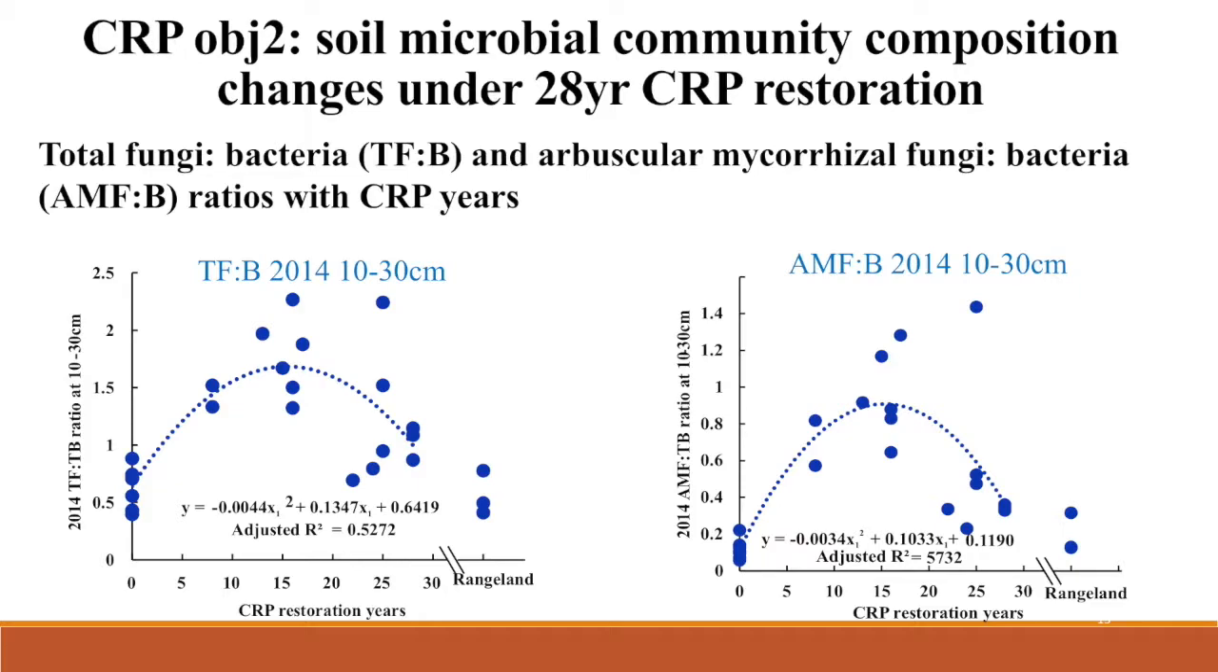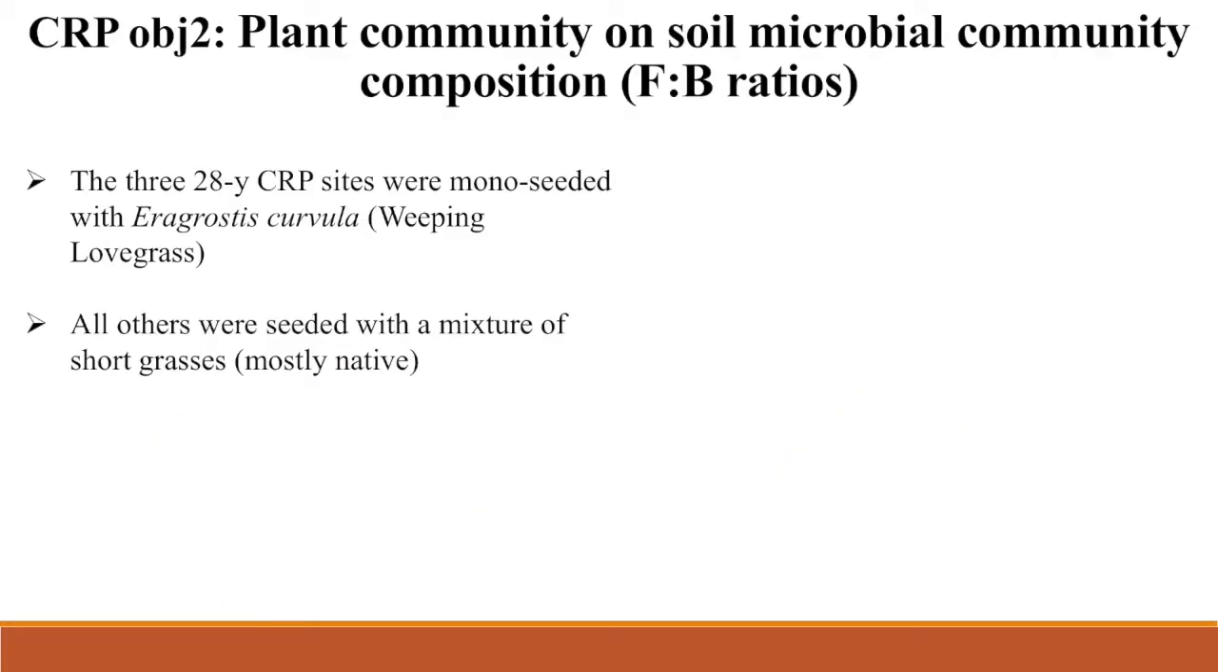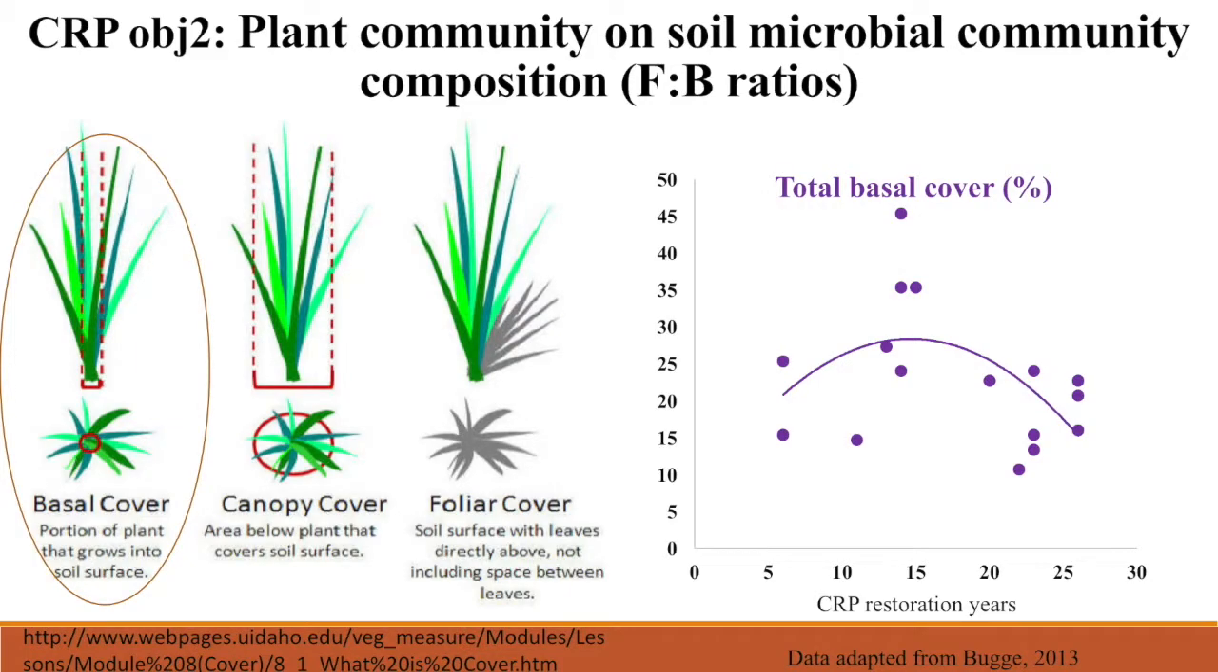So to explain this trend, we looked at the plant community. The very old CRP site was seeded with only one grass, but the others were seeded with a mixture of mostly native grasses. So it started with a different plant community. Also, from a plant community survey in 2012, we found that the basal cover also showed a similar bell shape.